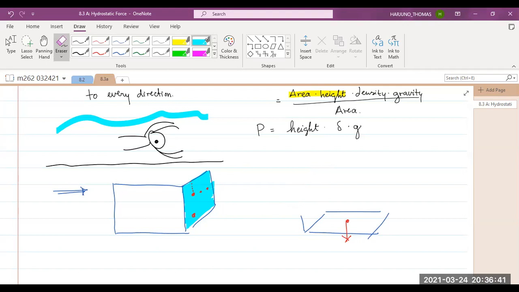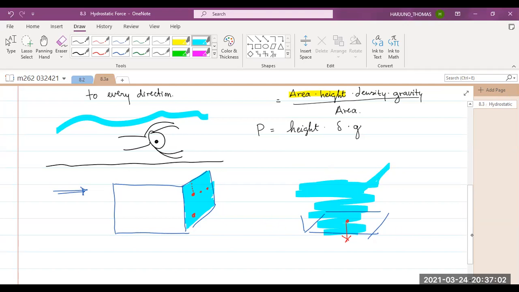If you originally have a lot of water here, right? And then you take the wall away. If the pressure only goes downward, then the water will stay. You see what I mean? Right?